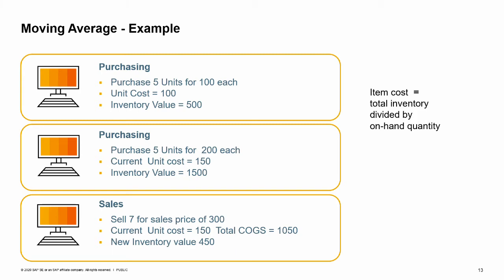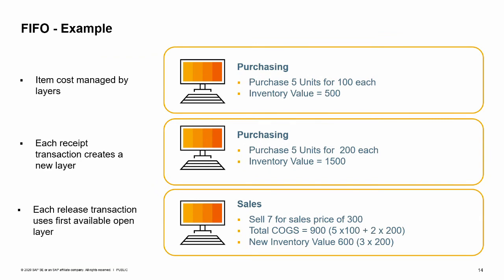You have seen the moving average method and its consequences in the sales and purchasing exercises and demos of this course. In the FIFO method, the item cost is managed by layers for each item.